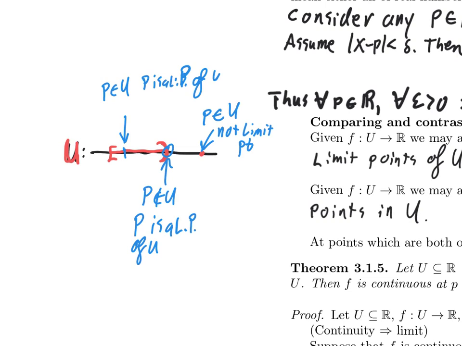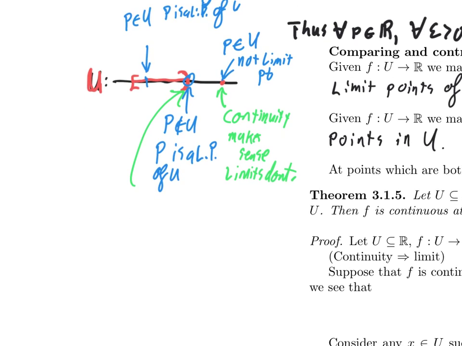Neat. So what does that mean? That means that at, let's do more color coding, at this point, continuity makes sense. You can ask about continuity. But you can't ask about the limits. Or if you do try to ask about the limit, you'll get that the limit is absolutely everything. At this point, which is not in U but is a limit point, you can ask about limits but not continuity. Limits make sense. Continuity does not.